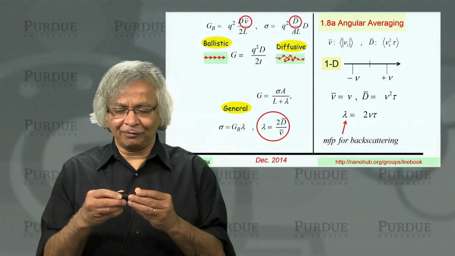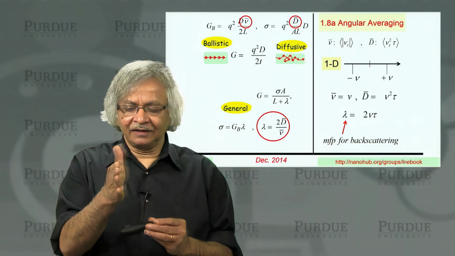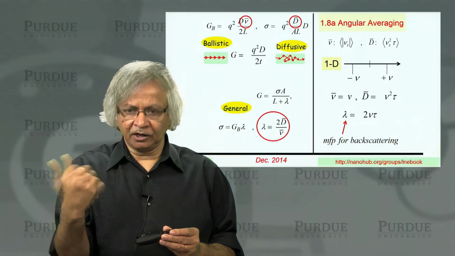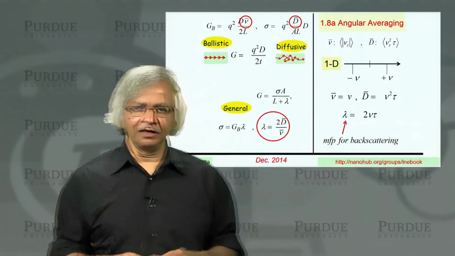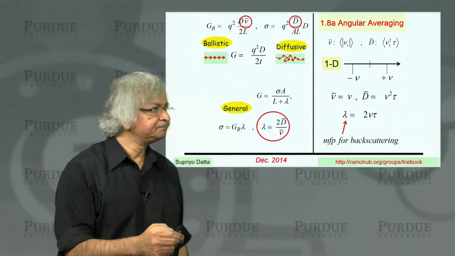Right now we are talking about 1D transport. Next we'll talk about 2D, where you can go around in a circle. And then we'll talk about 3D. And that exact numerical factor will change a little bit.